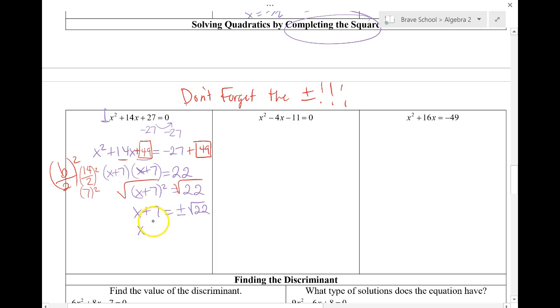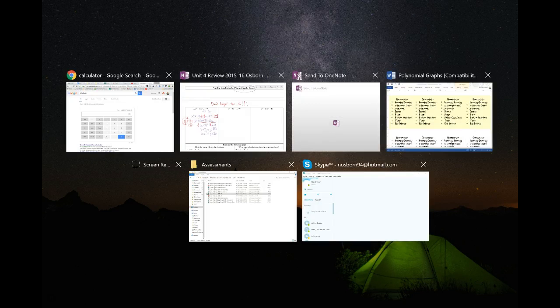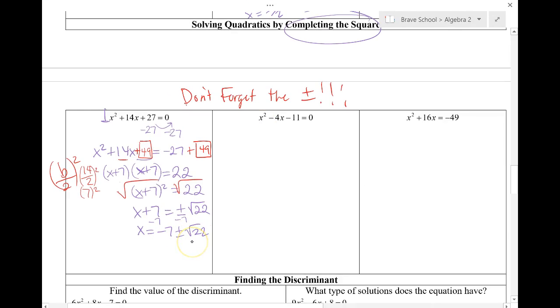Now I'm going to move that 7 over to the other side, so subtract 7 from both sides. So now I've got negative 7 plus or minus the square root of 22. Now 22, you can't really take out anything there, so what I'm going to do is convert this to a decimal. Let's go back to our calculator. The square root of 22 is 4.69. So if we go back to here, it says negative 7 plus that number.